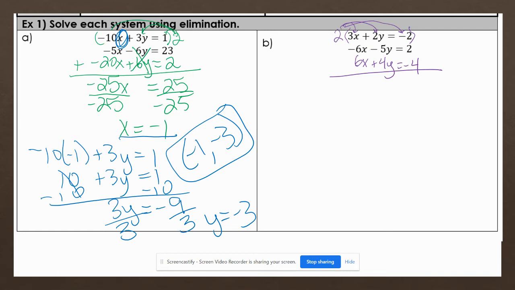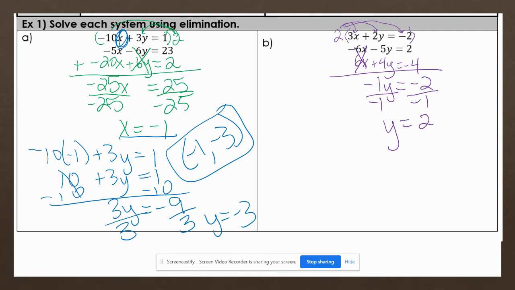So now when I add, negative 6 plus 6 is 0. Negative 5 plus 4 is negative 1y. And 2 plus negative 4 is negative 2. I finish getting y alone by dividing by negative 1. Positive y is equal to positive 2.